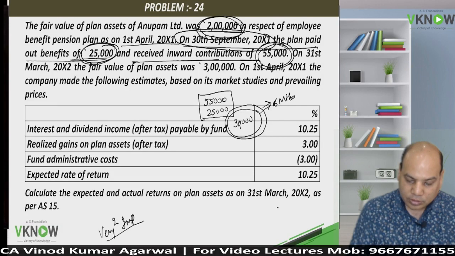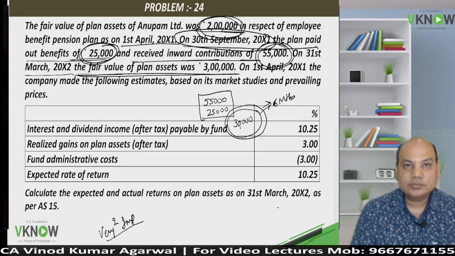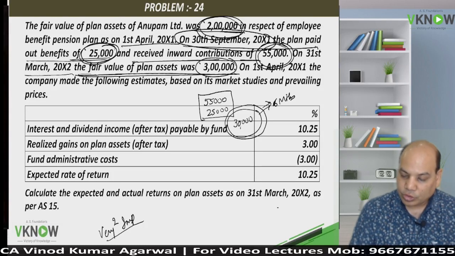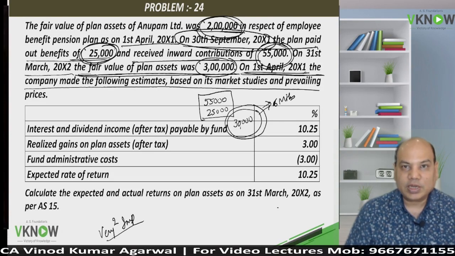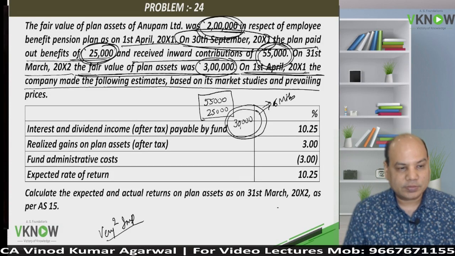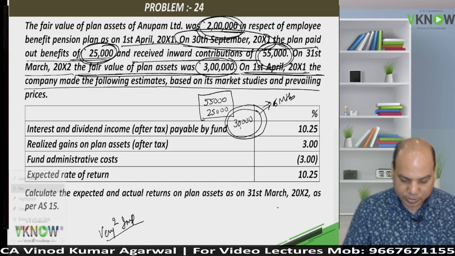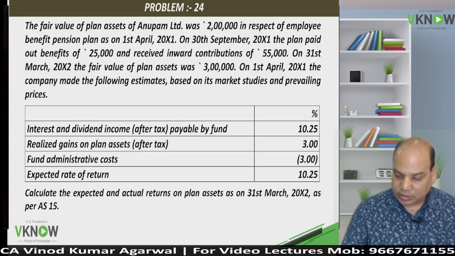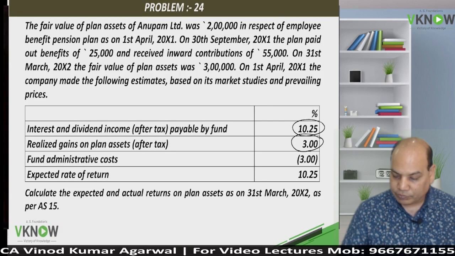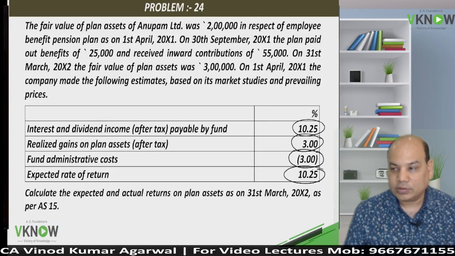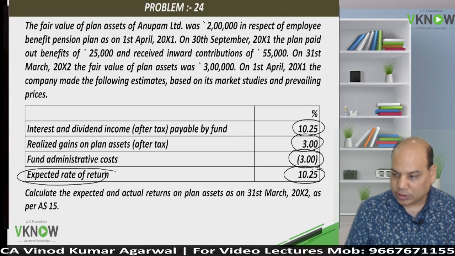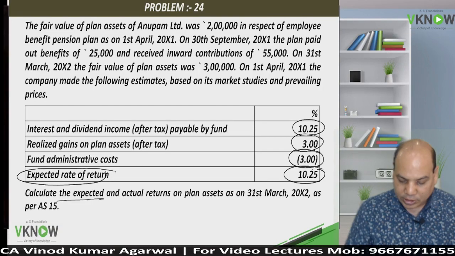Now they are saying on 31st March 2002 the fair value of the plan asset was 3 lakh. So this is the closing balance. On 1st April 2001, the company made the following estimates based on the market value and the prevailing prices. Dividend and interest income will be 10.25%, realized gain will be 3%, expenses on administration 3%. So your expected rate of return is 10.25%. Calculate the expected return.